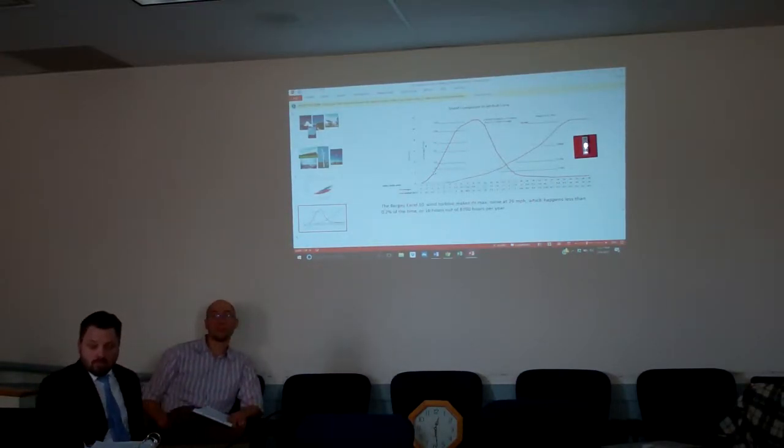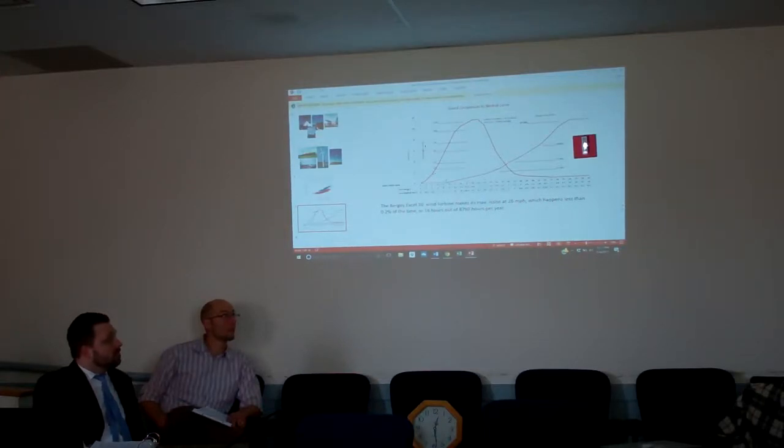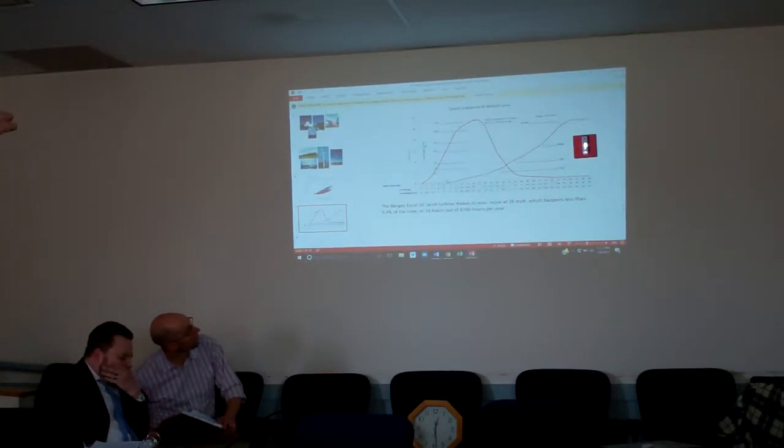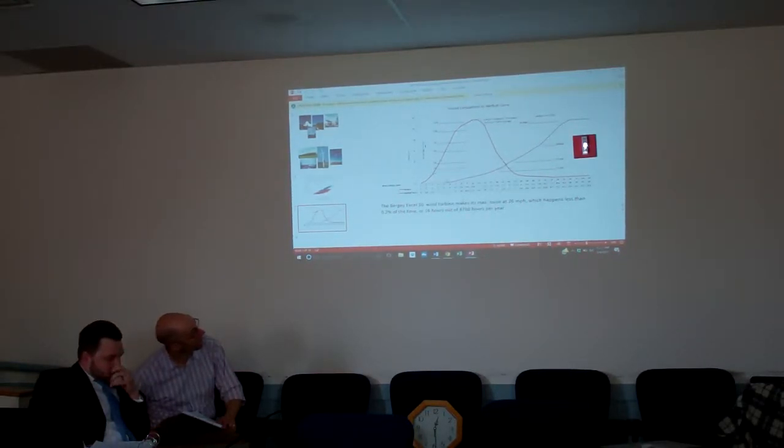But if you look at 26 miles an hour, where the Berge makes its maximum sound, its maximum noise, you can see it's less than a fraction of a percent of the time. And when you calculate that out, 0.2% of the time up there between 24 and 25 miles an hour is somewhere around 16 hours out of 8,760 hours per year. This is what we're talking about.